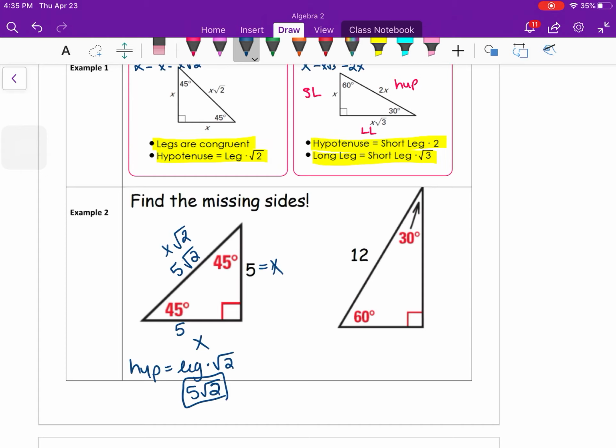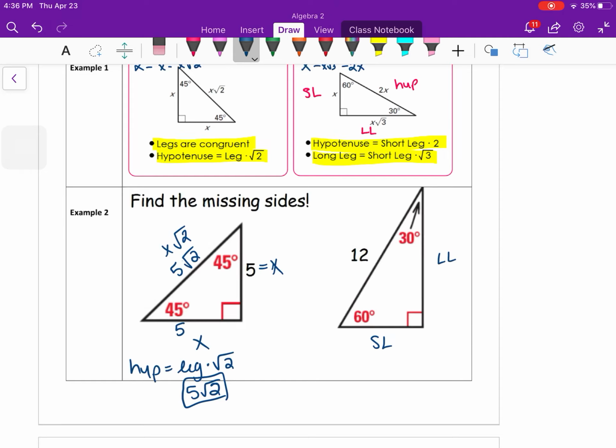Sorry about that. She found a magic rock. All right. So the next triangle we have is a 30-60-90 triangle. So this is my short leg over here. It's across from the 30 degrees. This would be my long leg, and then I'm given the hypotenuse.